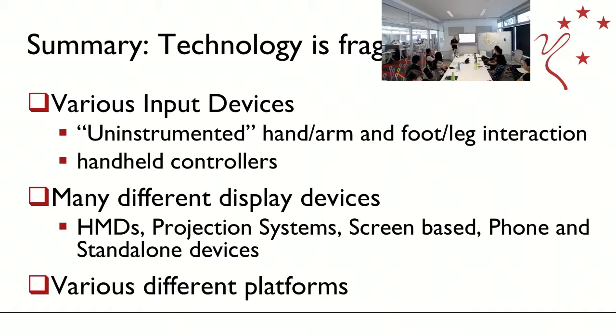So to sum up, the technology is fairly fragmented. So we have various input devices. There are cameras, the Kinect, for example, other depth cameras that will capture my movement. So it will calculate my skeletal layout, pose, every frame, and send that information to the computer.